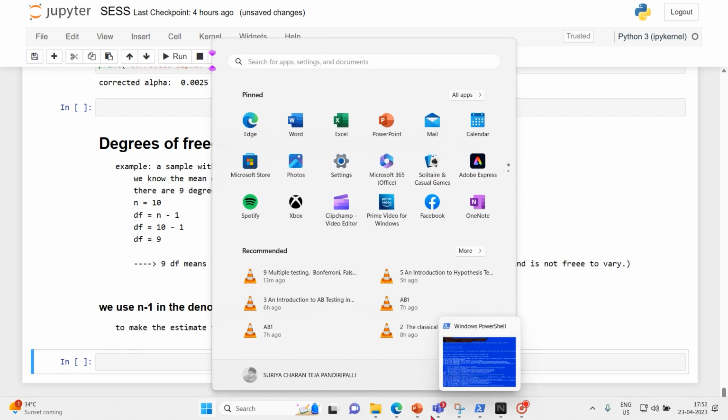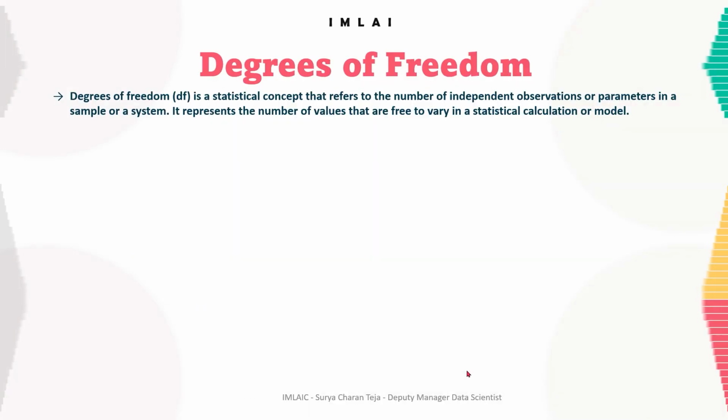Okay, so that's the story behind using n minus 1. So let's get back. As we have discussed earlier, degrees of freedom is a statistical concept that refers to the number of independent observations or parameters in a sample or a system, and it represents the number of values that are free to vary in a statistical calculation.